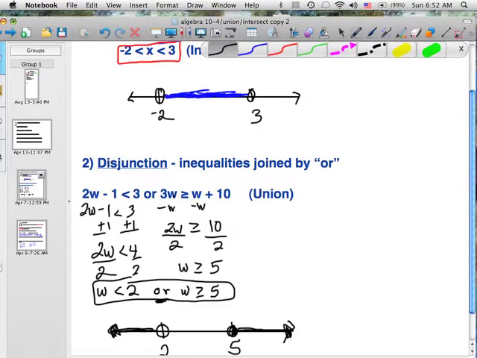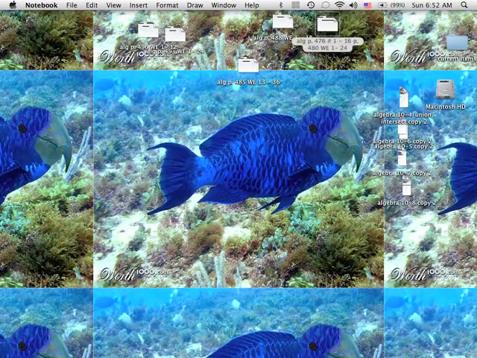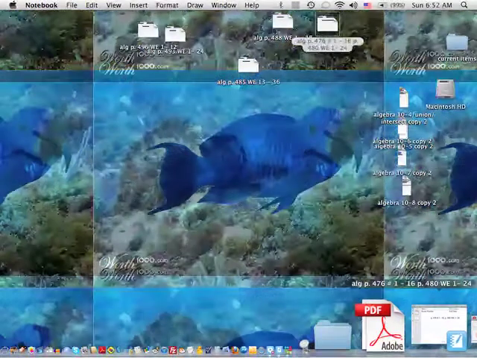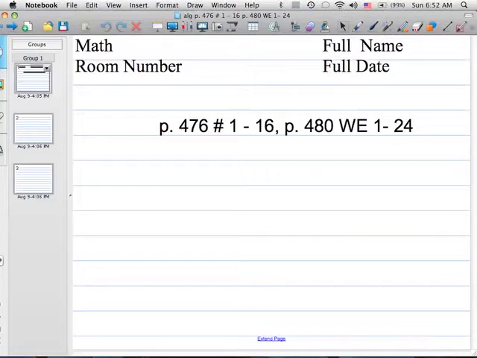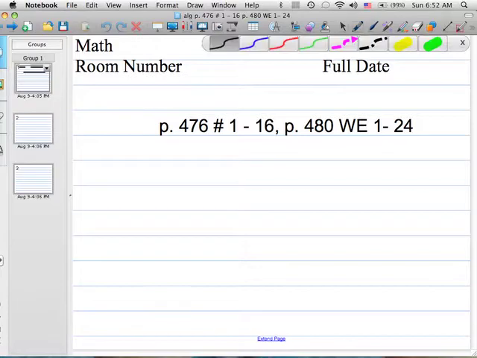Okay, we're ready to start the assignment. So we're going to start with page 476, numbers 1 to 16 first. So head your paper, skip a line, the title. And we're doing number 2 on 476. We're referring to the diagram on the right side of your paper there in the book.